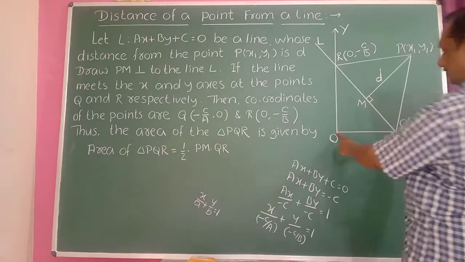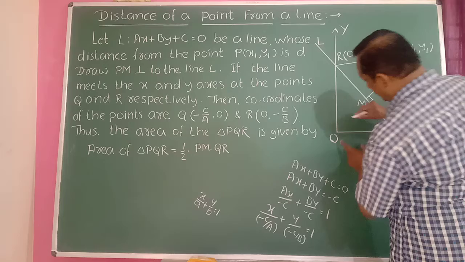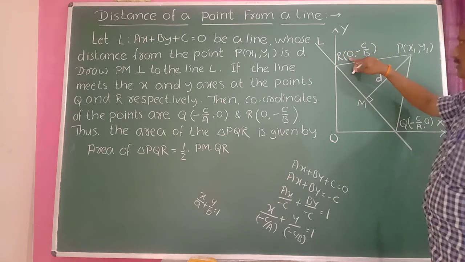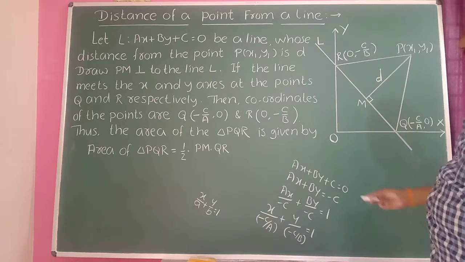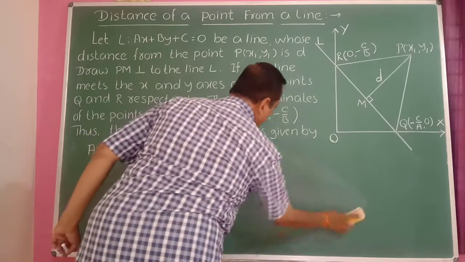This distance is minus c upon a. So the coordinate of Q is (minus c upon a, 0). And this distance is minus c upon b. So the coordinate of the point R is (0, minus c divided by b). Okay, so therefore we know the points P, Q and R.